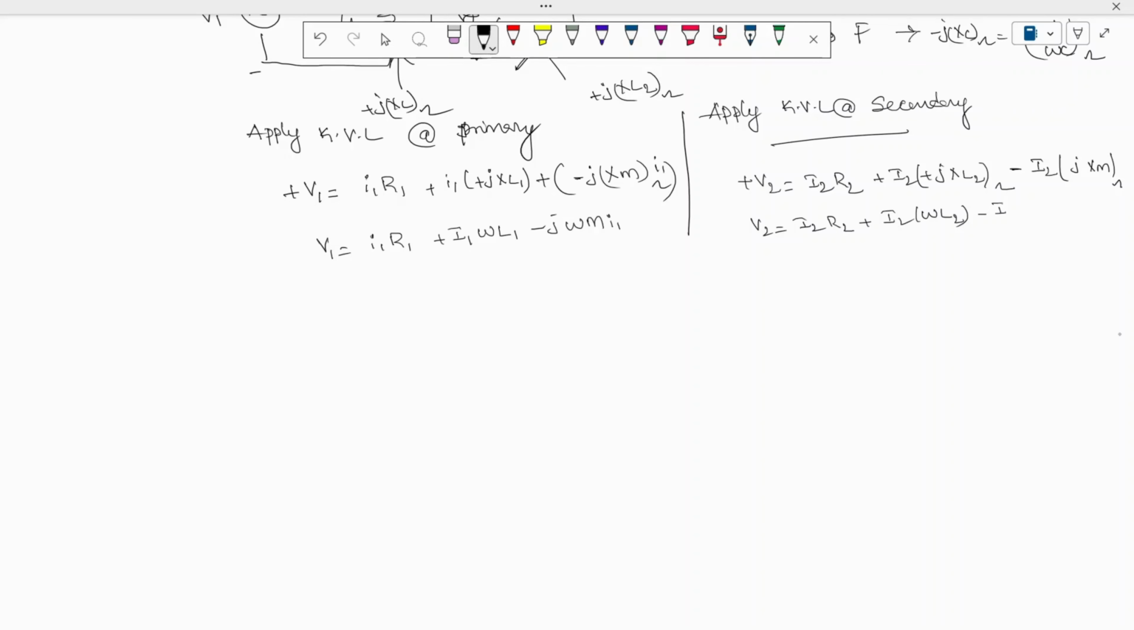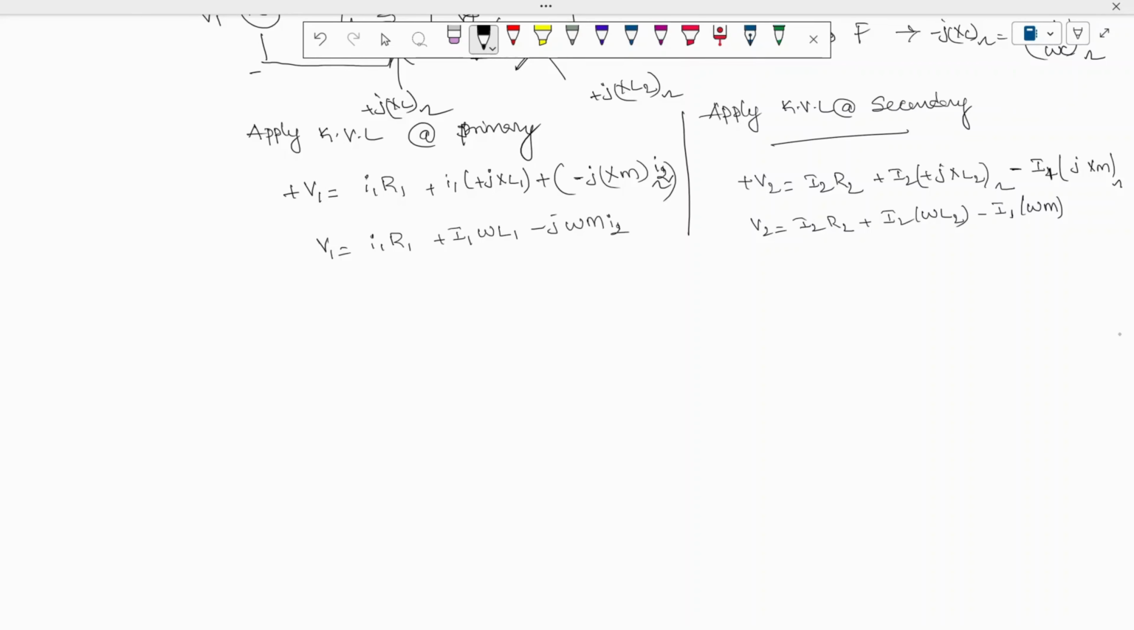here this inductance is not due to the first coil, this inductance is due to the second coil. Because this mutual is due to the second coil, and that mutual is due to the first coil. This is a small modification. So here you are going to get L2, and this is minus I1 into XM, which can be written as omega M ohms.